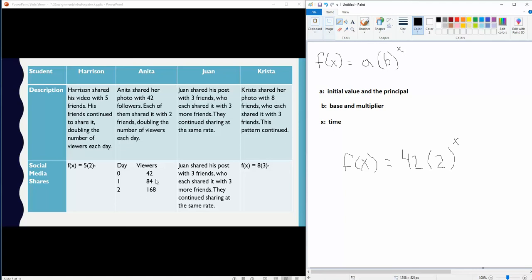You also can see the multiplying if you look here. Notice that's doubling. That's multiplying by 2 each time. You can kind of see it in a chart view of what Anita is. And in this one, they just kind of restate the same thing over and over again.